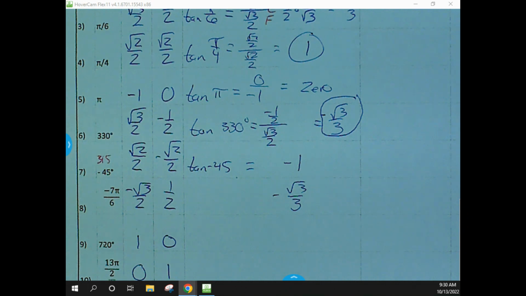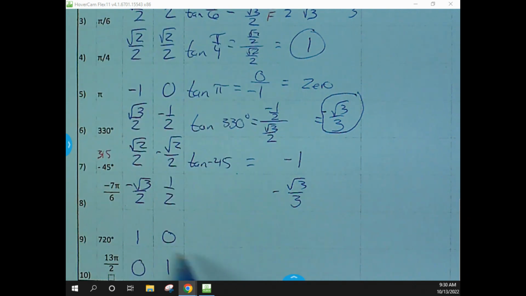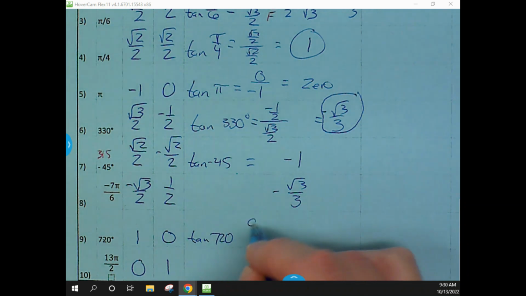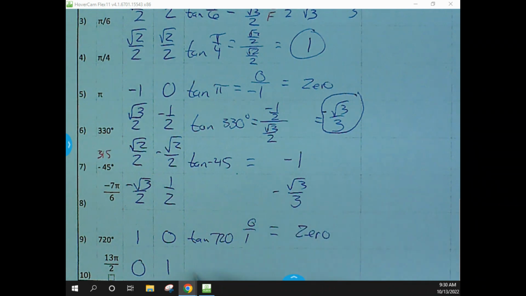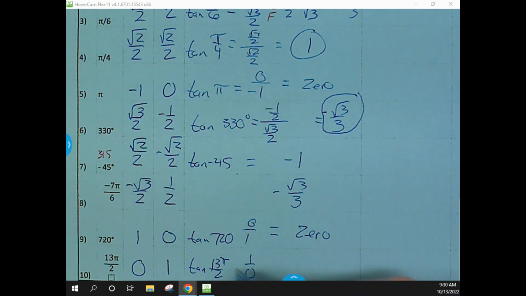Okay, and then for this one, if we do tangent of 720, that is 0 over 1, which is 0. If we do tangent of 13 pi over 2, it's 1 over 0, which is undefined. There you go.